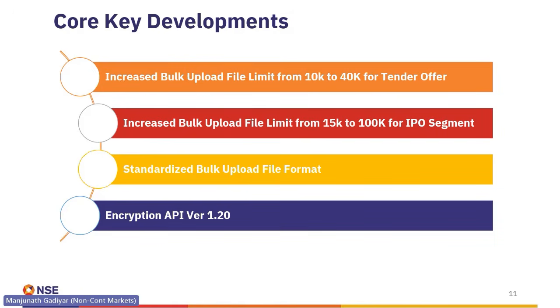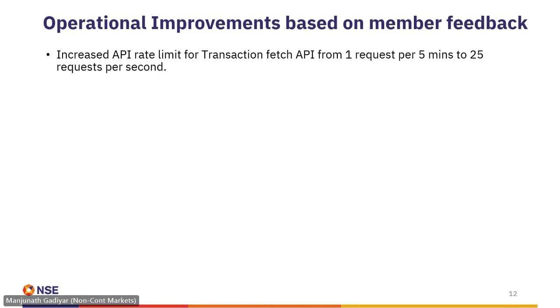An encrypted API version 1.20, which has been released in September, is an advanced security measure. Some institutions and organizations, especially banks, require the encrypted API, so encrypted API is also available.